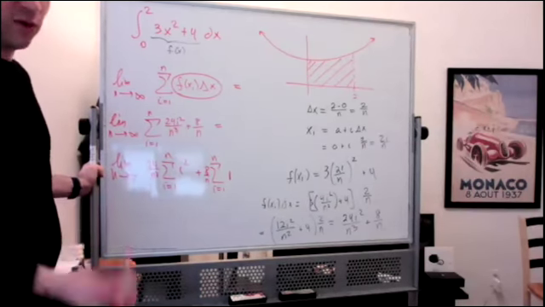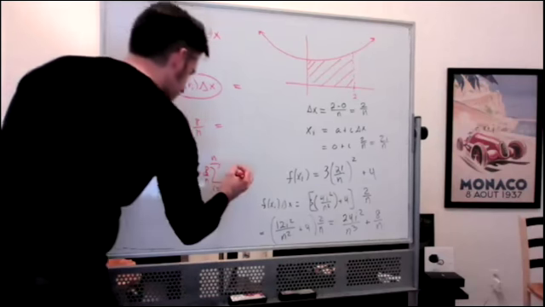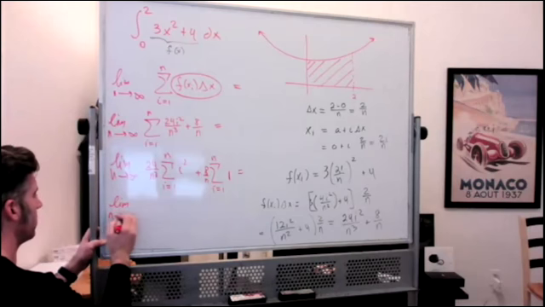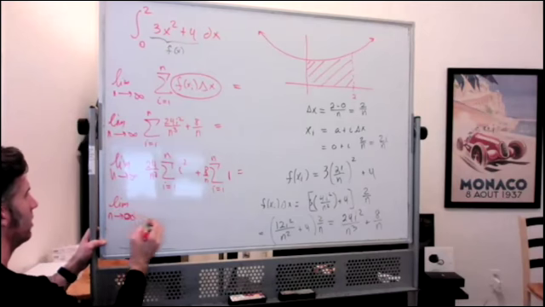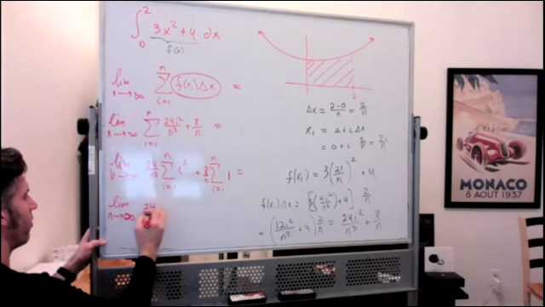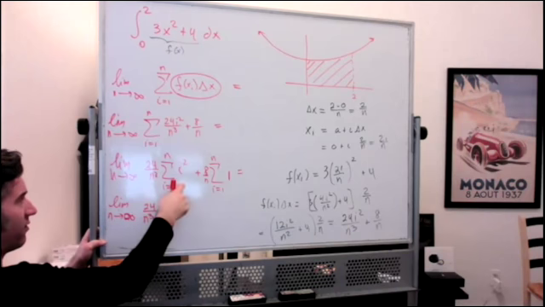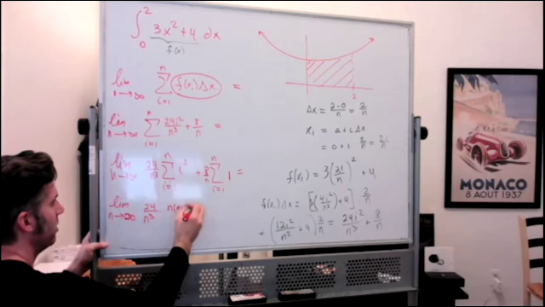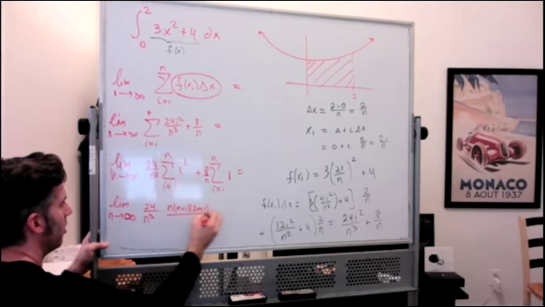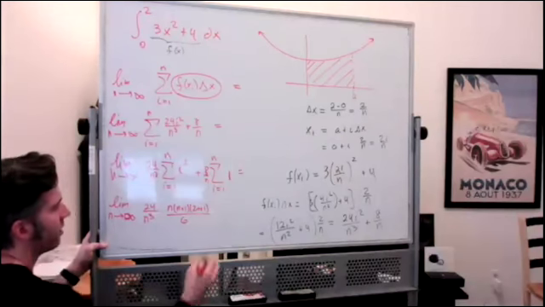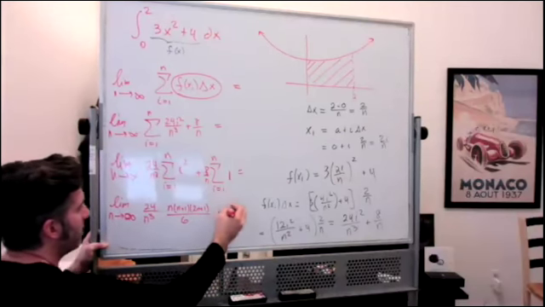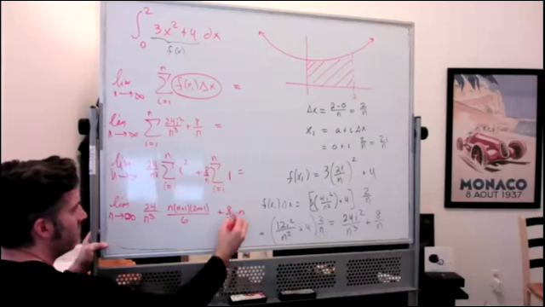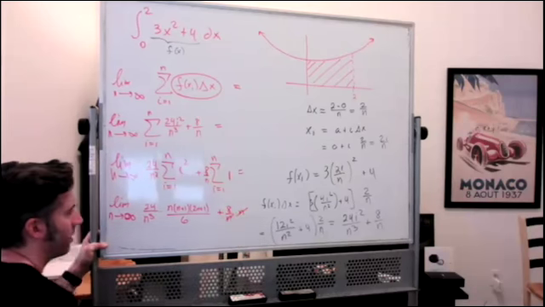Then we get to use the formulas. So this is equal to the limit as n goes to infinity of 24 over n cubed times the formula for the sum of i squared, which is n times n plus 1 times 2n plus 1 all over 6, plus 8 over n times the sum of 1, which is just n. And these obviously cancel right away.